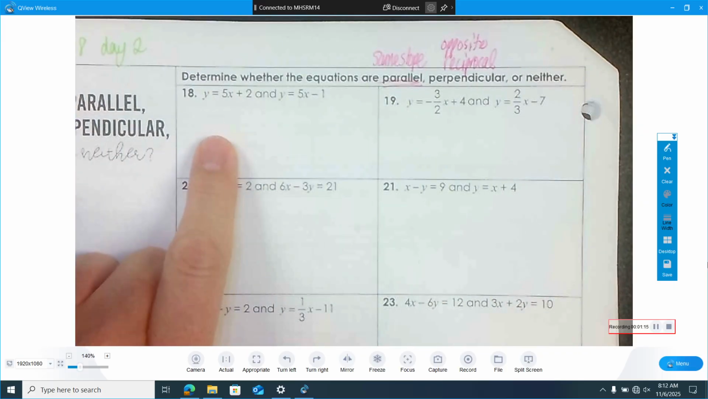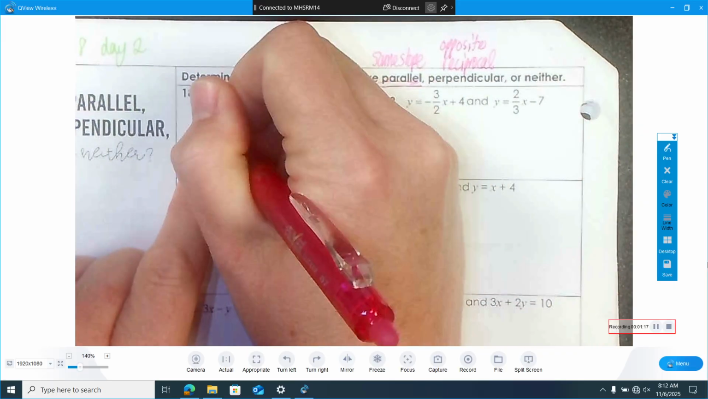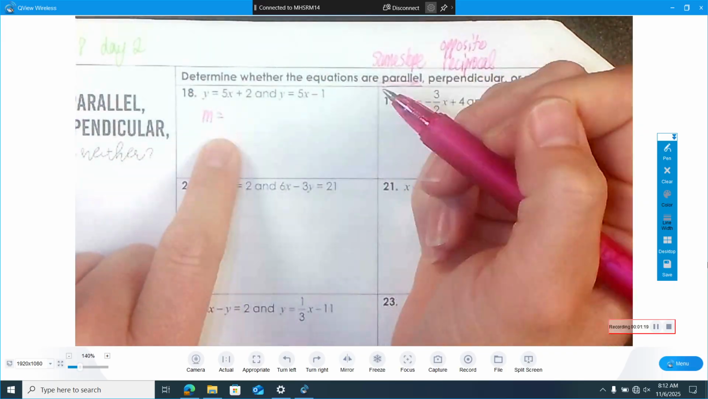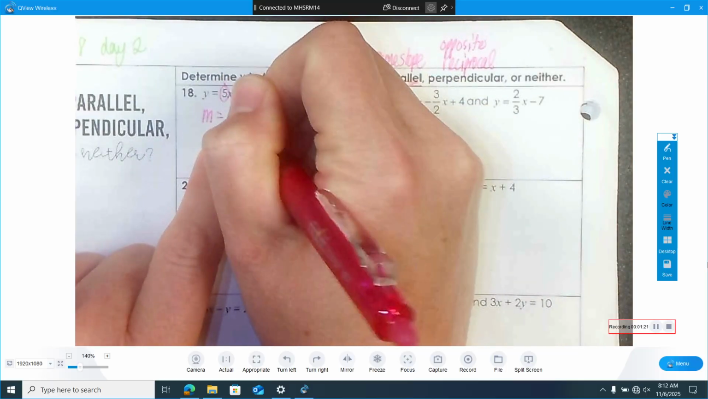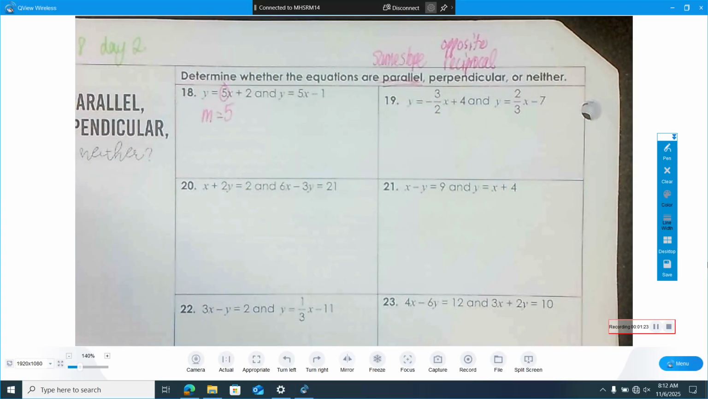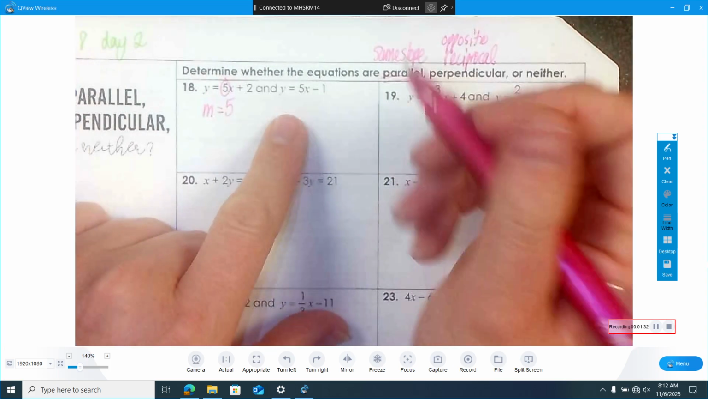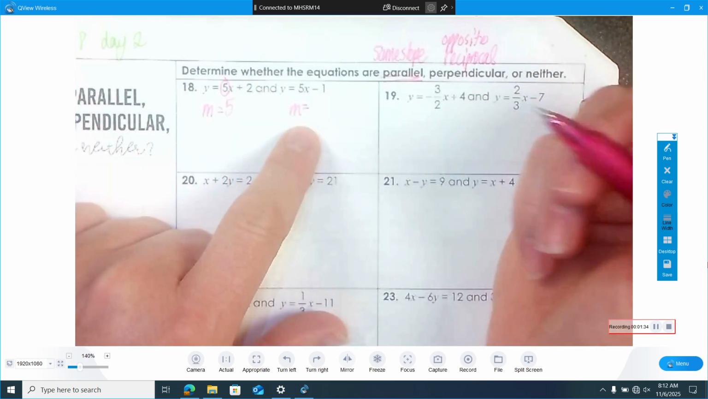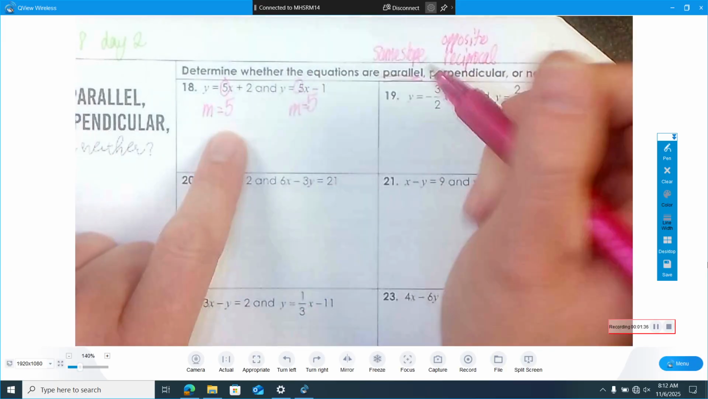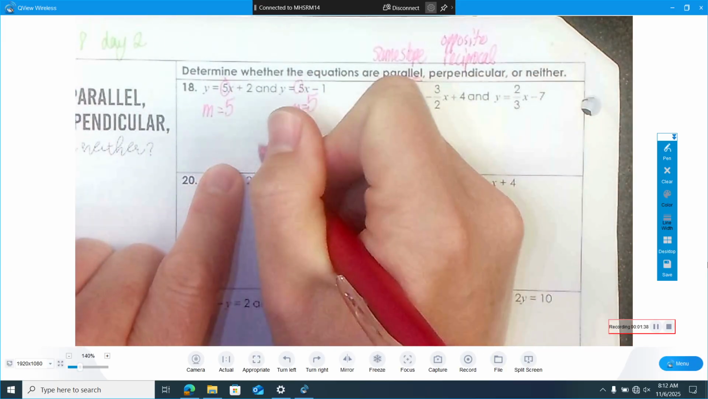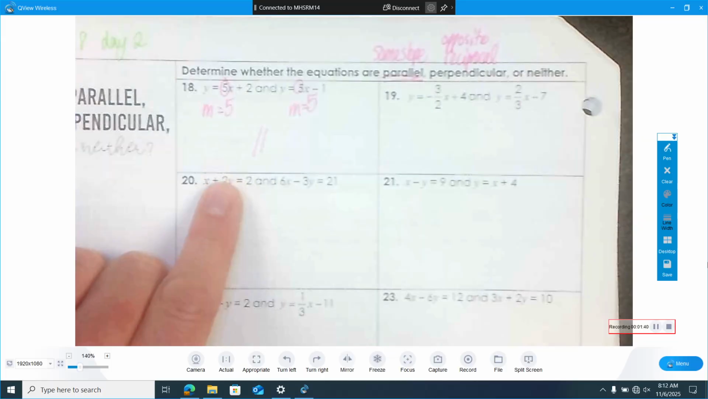So here, number 18. What's the slope of the first line? 5. The slope is the number in front. X is a variable. It is not slope. Slope is the coefficient of x. What is the slope of the second line? Also 5. Their slopes are the same. Therefore, they are parallel. Very good.